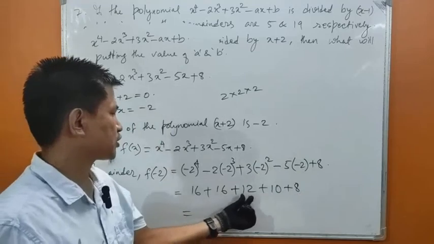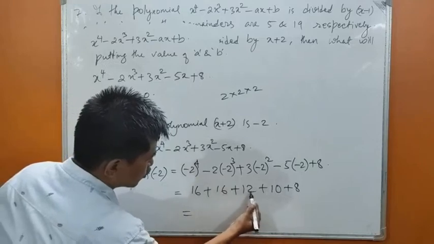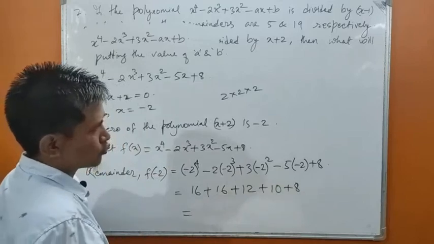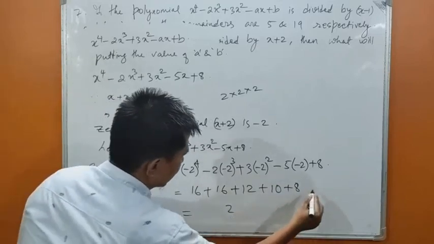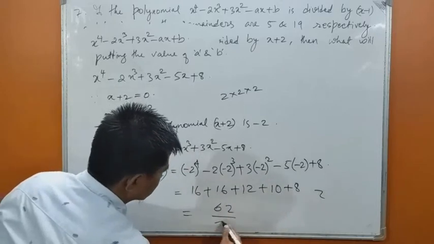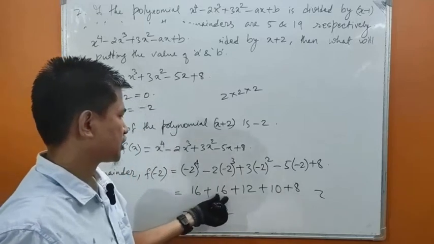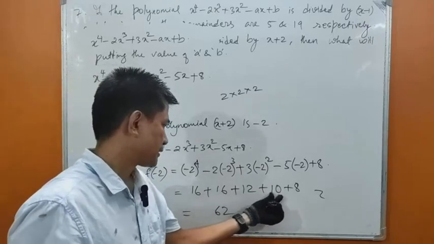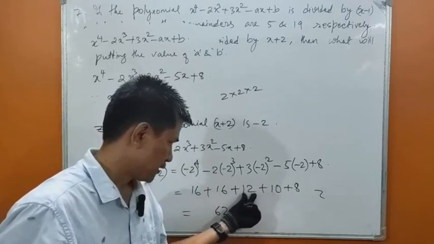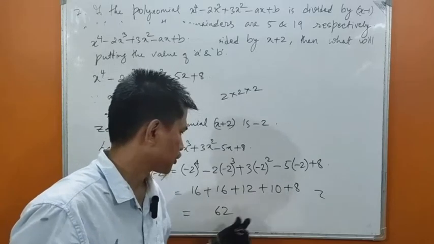16 plus 16 plus 12 plus 10 plus 8. Okay. 6 plus 6 is 12, 12 plus 2 is 14, 14 plus 0 is 14, plus 8 is 22. 22 means 2 in hand, so 1 plus 2, 3, 4, 5, 6, 62, isn't it? Let me write properly. 62. 16, 16 is 32, 32 plus 10 is 42, 42 plus 12 is 54, 54 plus 8 is 62.